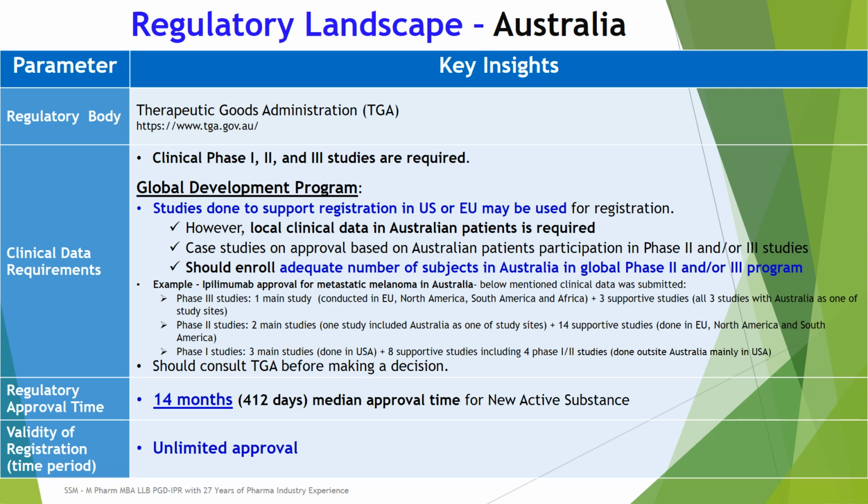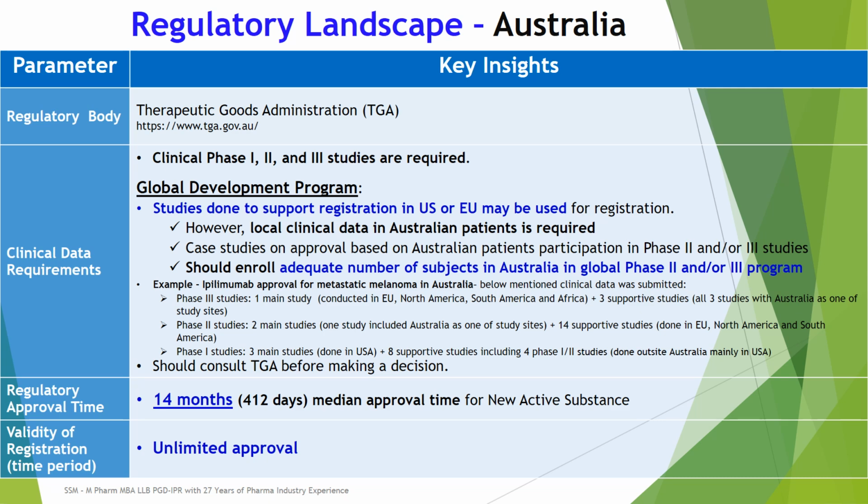Clinical phase 1, 2 and 3 studies are required for registration of new drug in Australia. And if there is a global development program, then studies done to support registration in US or Europe may be used for registration in Australia. However, local clinical data in Australian patients is required.